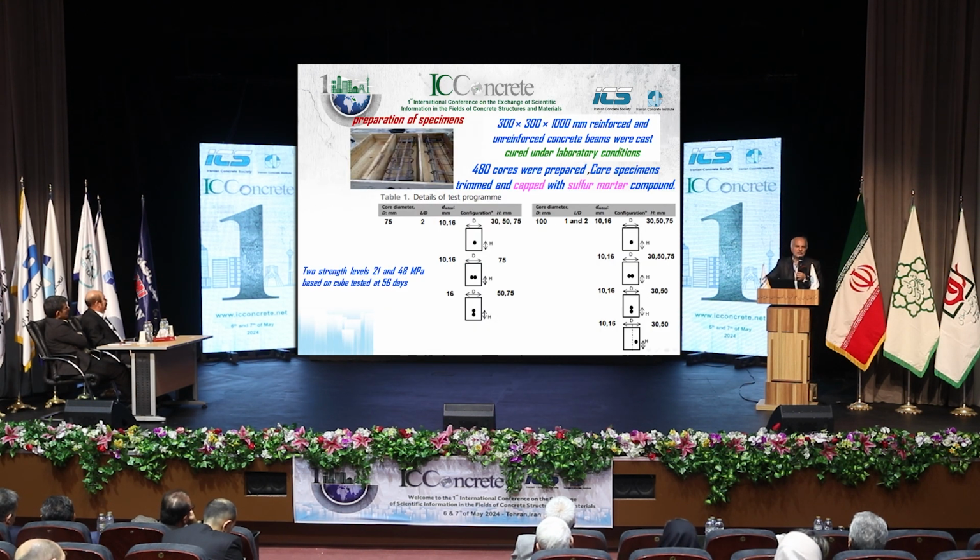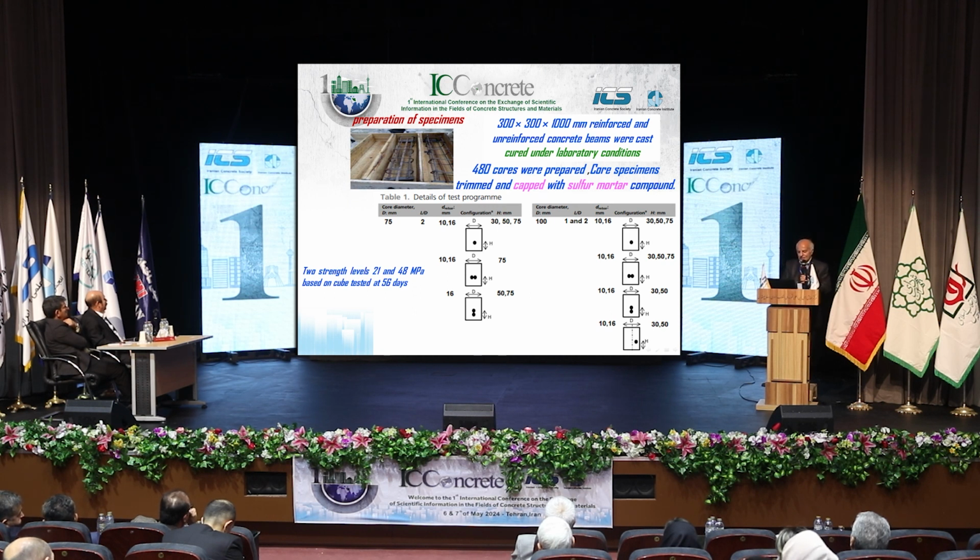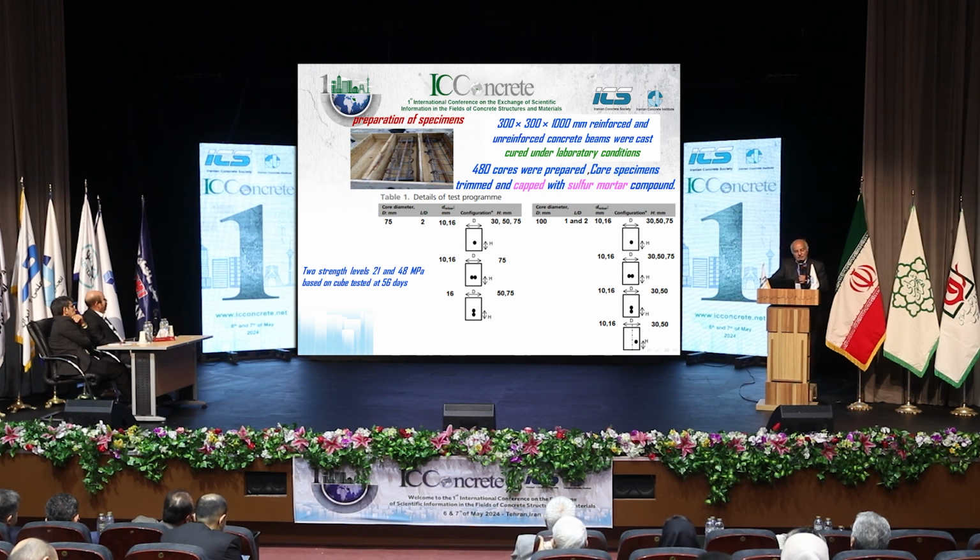Now, for the preparation of the test beams, we took a beam with a width of 300 millimeter, depth of 300, and length of 1 meter. As you can see in the figure, some of them are plain, and some of them have reinforcement. They were cured under laboratory conditions, and 480 cores were prepared, trimmed, and capped with sulfur mortar compound. Two strength levels were considered, 21 megapascal and 48 megapascal, based on the cube strengths. The tests were done at the age of 56 days.